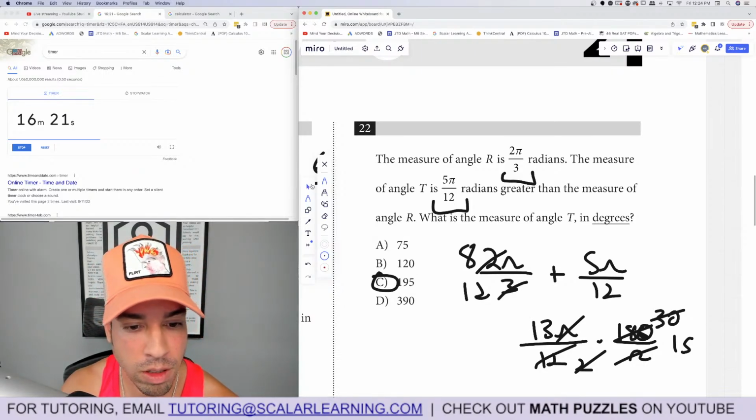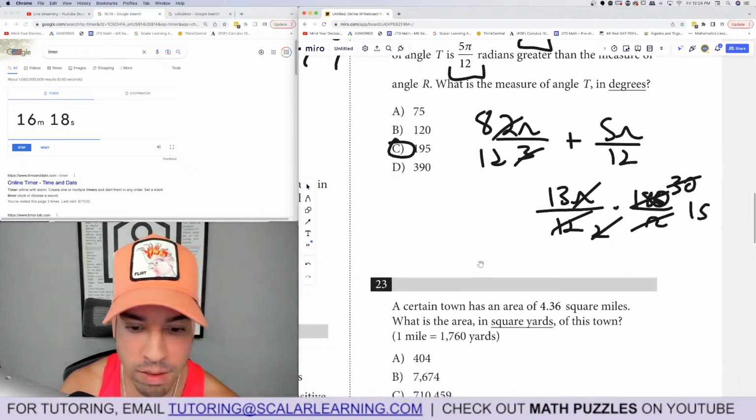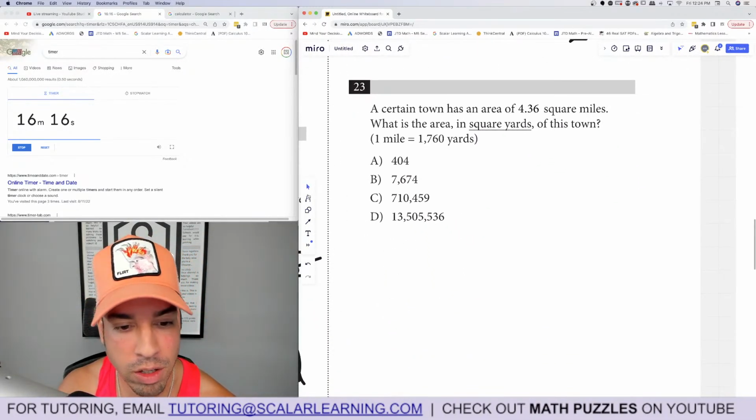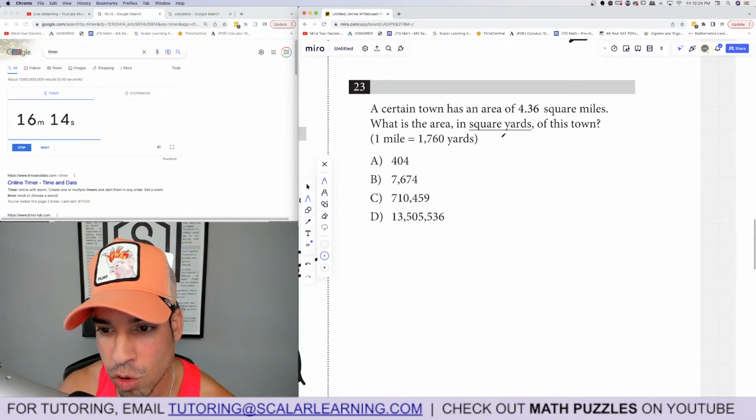Yeah, that's pretty much it. Okay, we're good to go. 195. Done. 23. A certain town has an area of 4.36 square miles. What is the area in square yards?